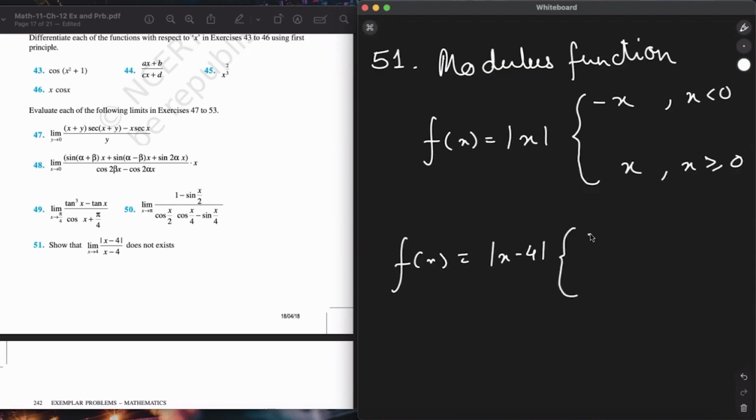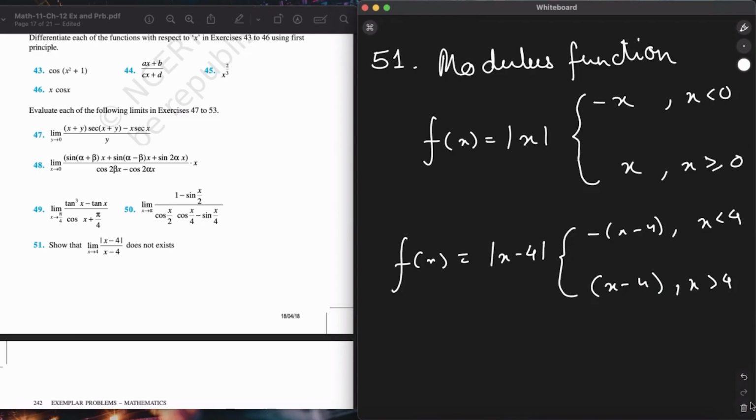So it will return a value of minus times minus x minus 4 for what? For this whole thing, x minus 4 being less than 0. That means that x is less than 4, and it will return a positive value for x minus 4 for x being greater than 4. All right, so this is what this value returns me.